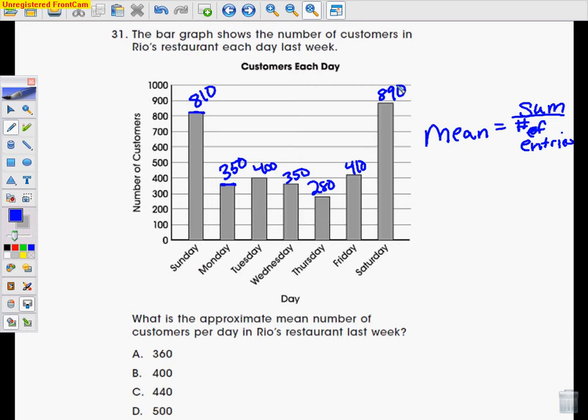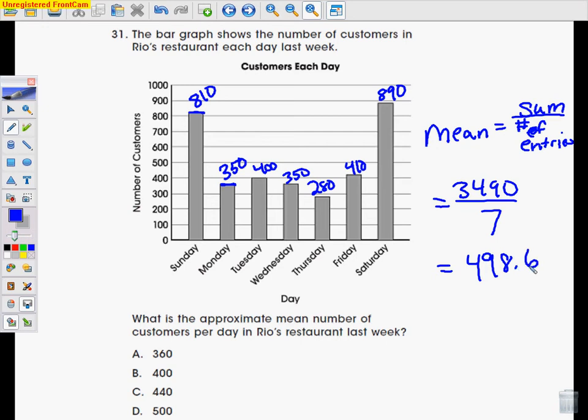So now once again we're going to add these all up and find the sum. So 810 plus 350 plus 400 plus 350 plus 280 plus 410 plus 890. That adds up to be 3,490. And we're dividing this by the number of entries. Well, how many days are we dealing with here? We're dealing with 7 days in the week. So 3,490 divided by 7 is 498.57, so we'll write 498.6.